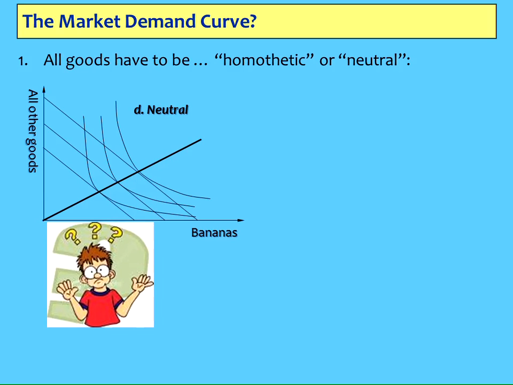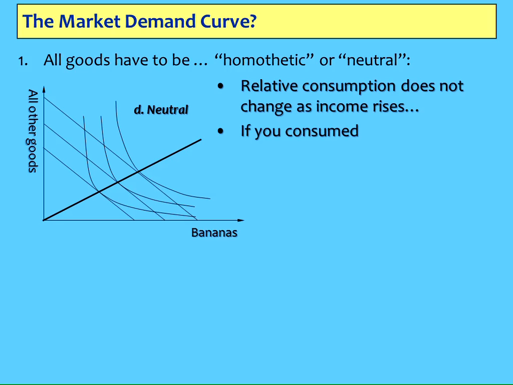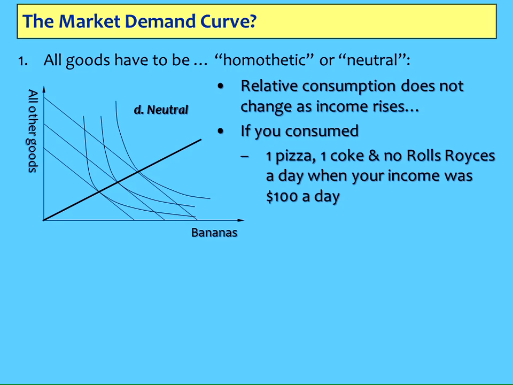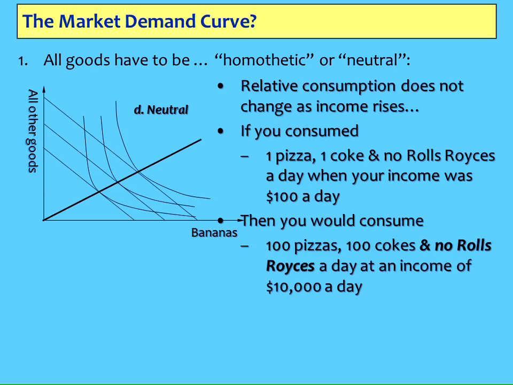A straight line. Now, to give us some sort of way they would actually apply, imagine if you consume one pizza, one Coke, and no Rolls Royces a day when you're earning $100 a day. If your income rises to $10,000 a day, you consume 100 pizzas, 100 Cokes, and no Rolls Royces. Now, people are going to criticise me for not having marginal. Even if I take the marginal change, I still get the same result. That's a perfect, just a bit of example.